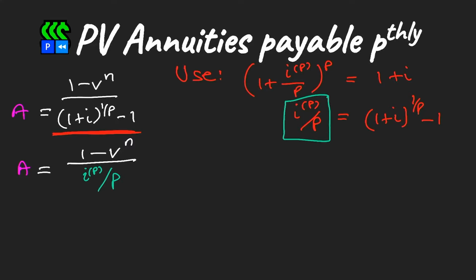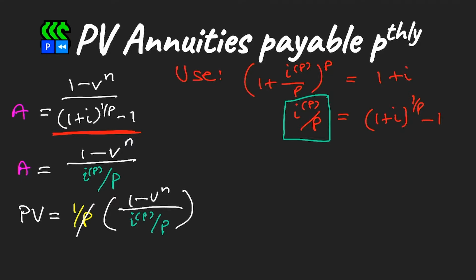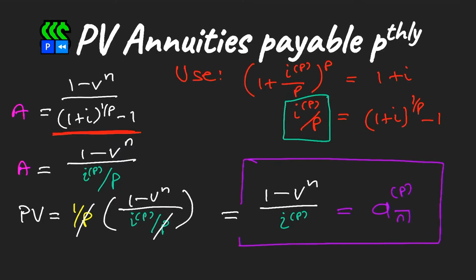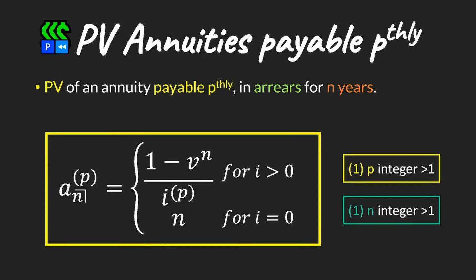We then look back at what our present value is. Our present value formula was 1 over p times a. The p's cancel out and we're left with (1 minus v^n) over i^(p). This is our present value of an annuity formula where our cash flows are paid p times per year for n years and cash flows are paid in arrears. More formally, the equation can be written as follows, where we are calculating the present value of an annuity payable pthly in arrears for n years.